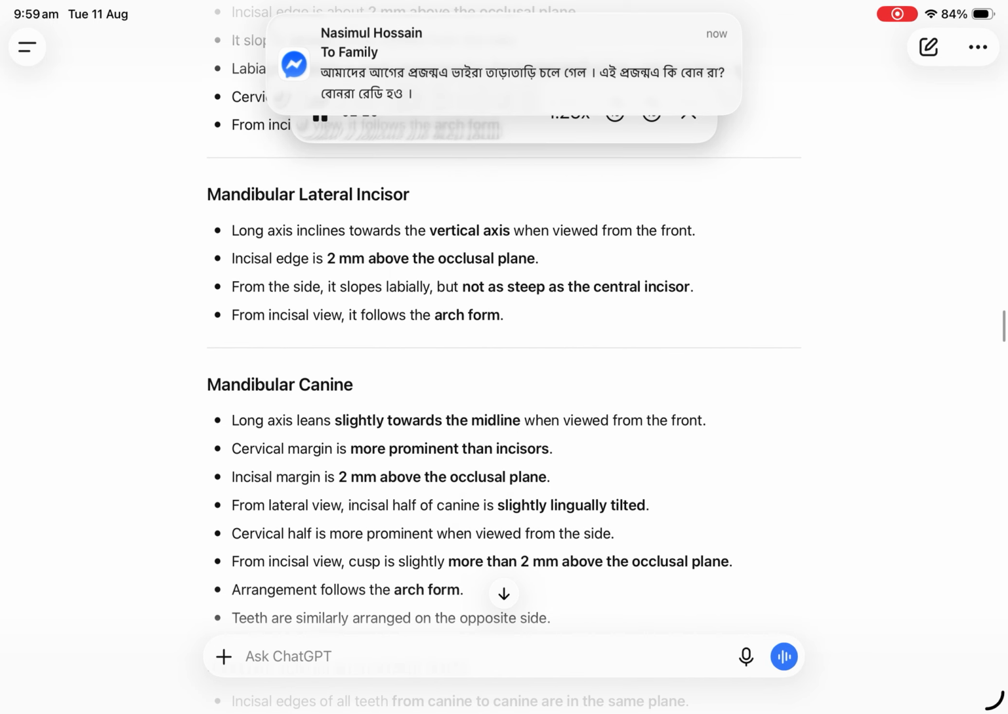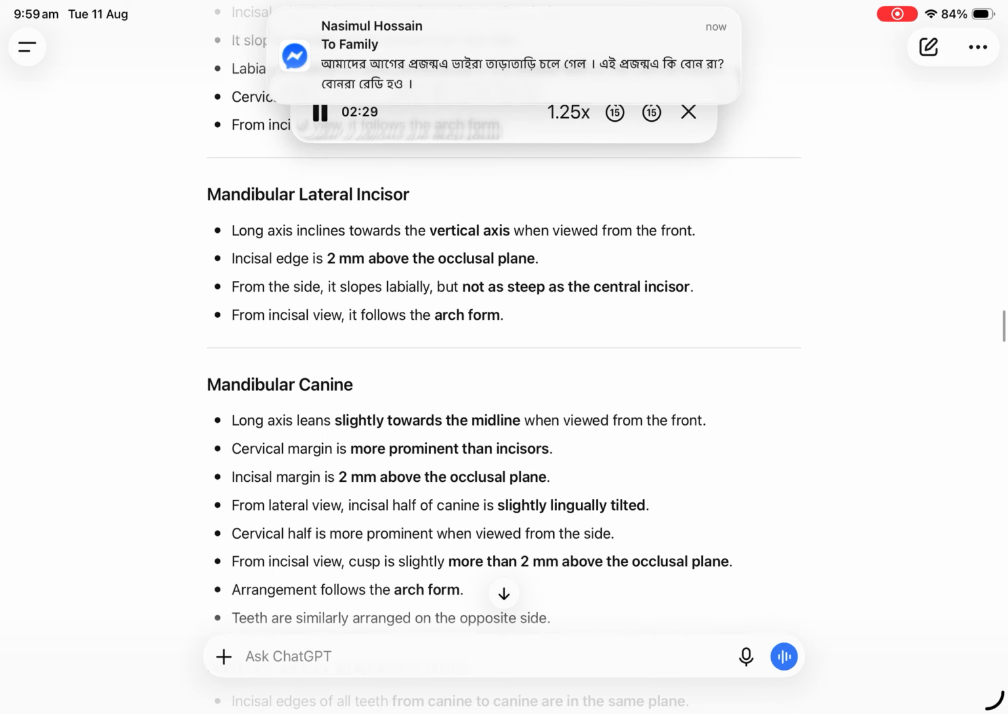Mandibular lateral incisor. The long axis inclines towards the vertical axis when viewed from the front. The incisal edge is 2 millimeters above the occlusal plane. From the side, it slopes labially but not as steeply as the central incisor. From incisal view, it follows the arch form.